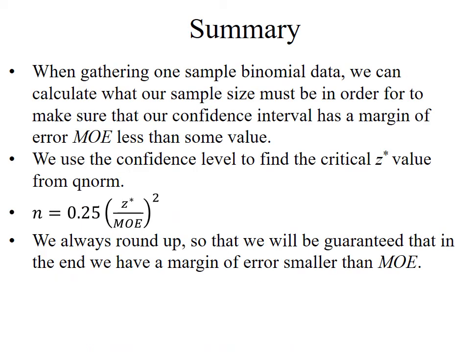So, quick summary. When gathering one sample of binomial data, we can calculate what our sample size must be in order to make sure that our confidence interval has a margin of error less than some value. In this case, we chose 2.5%. We use the confidence level to find the critical z star value from qnorm. Then we use that lovely magical formula: n equals 0.25 times the quantity z star over the margin of error, squared. When we get the results, we always round up so that we will be guaranteed that in the end, our margin of error will be smaller than whatever we chose.